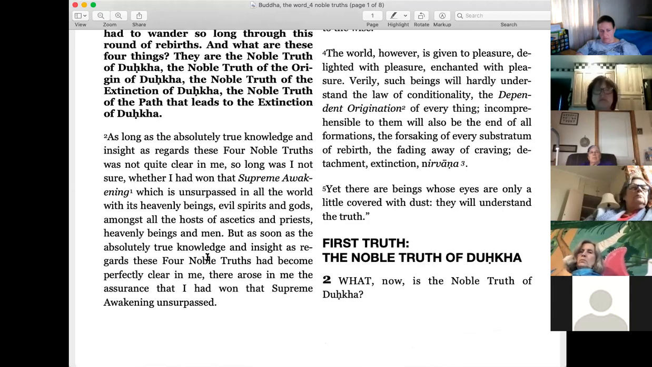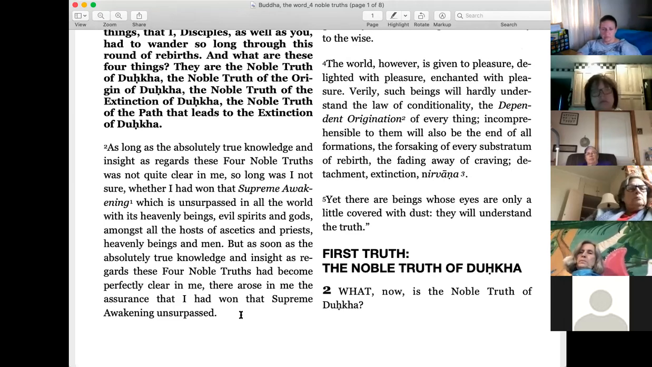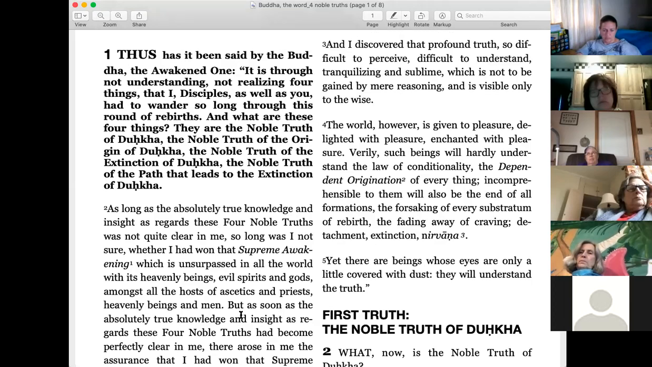As long as the absolutely true knowledge and insight as regards these Four Noble Truths was not quite clear in me, so long was I not sure whether I had won that supreme awakening, which is unsurpassed in all the world with its heavenly beings, evil spirits, and gods, amongst all the hosts of ascetics and priests, heavenly beings, and men. But as soon as the absolutely true knowledge and insight as regards these Four Noble Truths had become perfectly clear in me, there arose in me the assurance that I had won that supreme awakening unsurpassed.